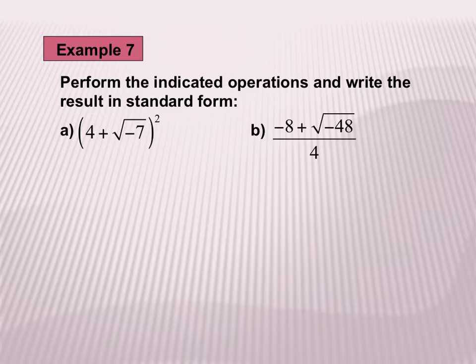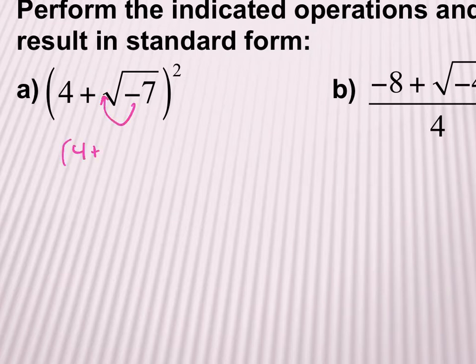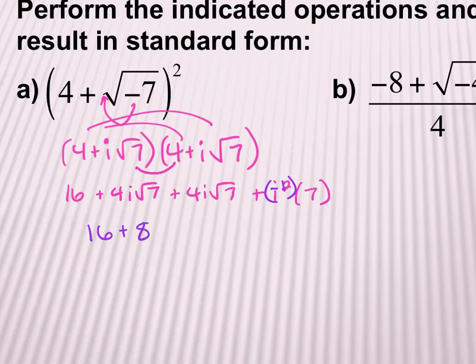Alright, so the first one, I am going to expand and FOIL that out, but before I do that, I have to bring the i to the outside. So this becomes 4 plus i root 7 times 4 plus i root 7. Then I FOIL. 4 times 4 is 16. 4 times i root 7 is positive 4i root 7, could also be written as 4 root 7i. Just make sure the i is not underneath. Then another 4i root 7. Then an i squared and square root 7 times square root 7, which is 7. So this becomes negative 1. I get 16 plus 8i root 7 minus 7, or 9 plus 8i root 7.